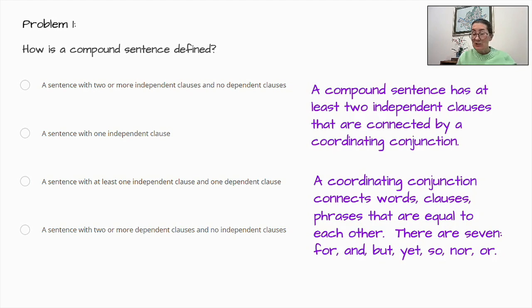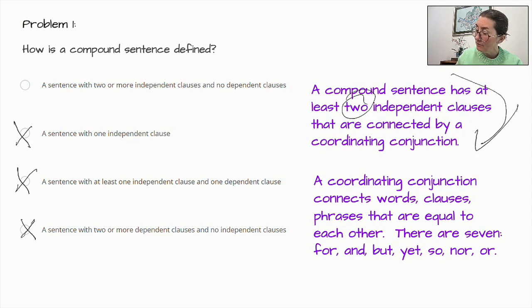All right. Let's look at our answers again. From bottom to top, a sentence with two or more dependent clauses. That is not the definition we've got here. A sentence with at least one independent clause and one dependent clause. We can eliminate that one as well. A sentence with one independent clause. We need 2. A sentence with two or more independent clauses and no dependent clause. That fits our definition, and that is the correct answer.